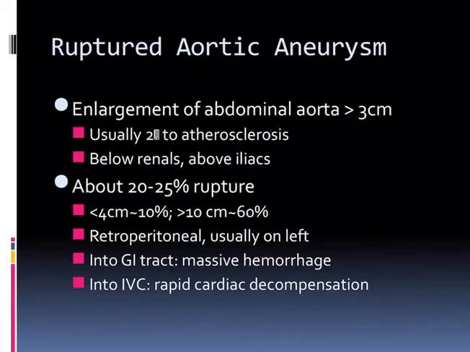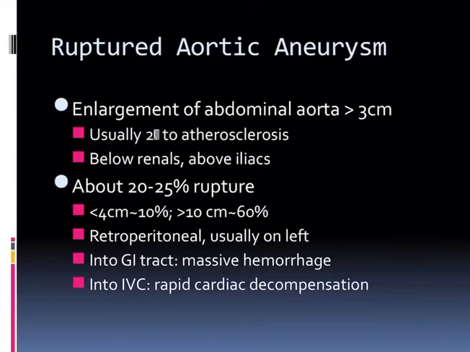Ruptured aortic aneurysm: enlargement of the abdominal aorta more than 3 cm, usually secondary to atherosclerosis, and the preferred site is below the renal arteries and above the iliacs. So that segment, located below the level of the renal artery and above the level of the common iliacs, is the site where the abdominal aorta usually ruptures. About 20 to 25% of ruptures are less than 4 cm and retroperitoneal, usually left-sided.